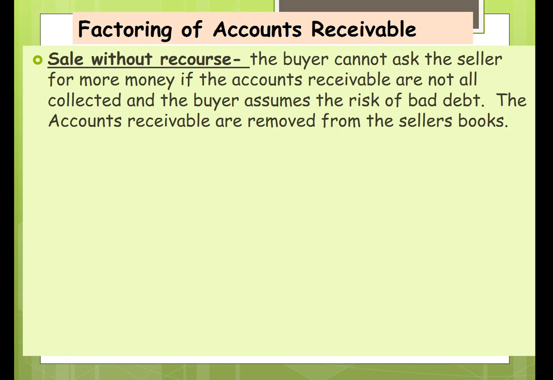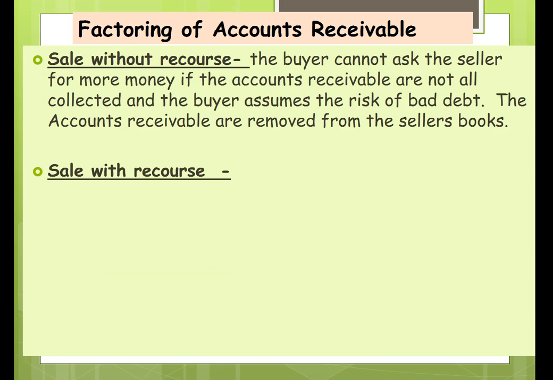First, they can do a sale without recourse. In that case, the buyer cannot ask the seller for more money if the accounts receivable are not all collected, and the buyer assumes the risk of bad debt. The accounts receivable are removed from the seller's books. Both under GAAP and the international standard, it's treated the same way if it's a sale without recourse.